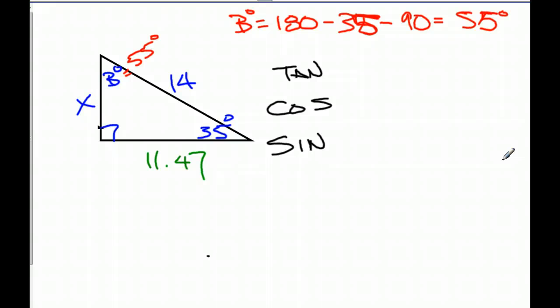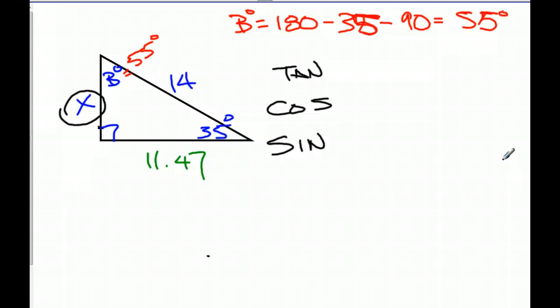All of them. Here's a trickier question: what angles have to go here? If I use the tangent, that's opposite over adjacent. What am I looking for? X over 11.47. I'm looking for this side. Is that the opposite or the adjacent to 55 degrees? It's the adjacent.